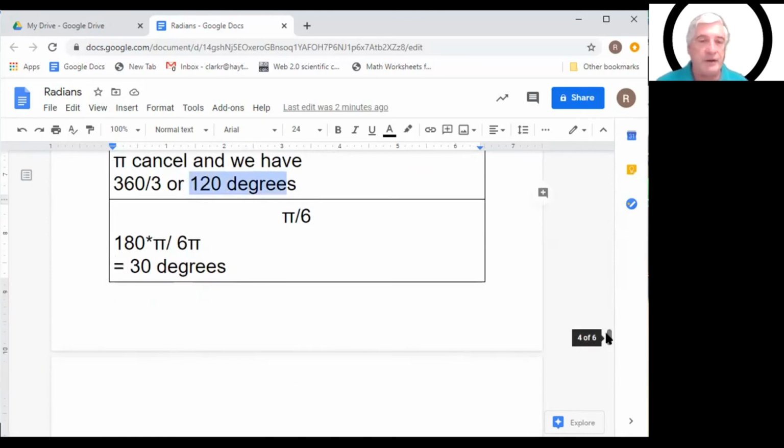My last example is pi divided by 6. 180 and pi are the same thing. The pi's cancel out, we get 180 divided by 6, which is 30 degrees.